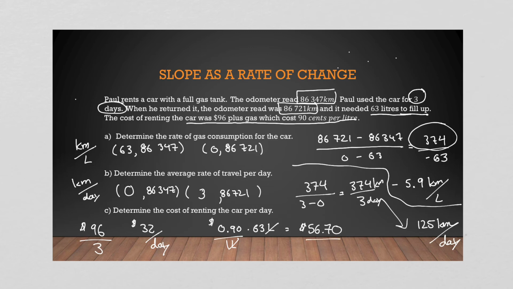So we have to divide that by 3 because we want per day, and we get another $18.90. So add that to our 32, top left corner here, we get our total. It's going to cost us $32 a day in basic fee plus $18.90 a day, giving us a total of $50.90 per day.